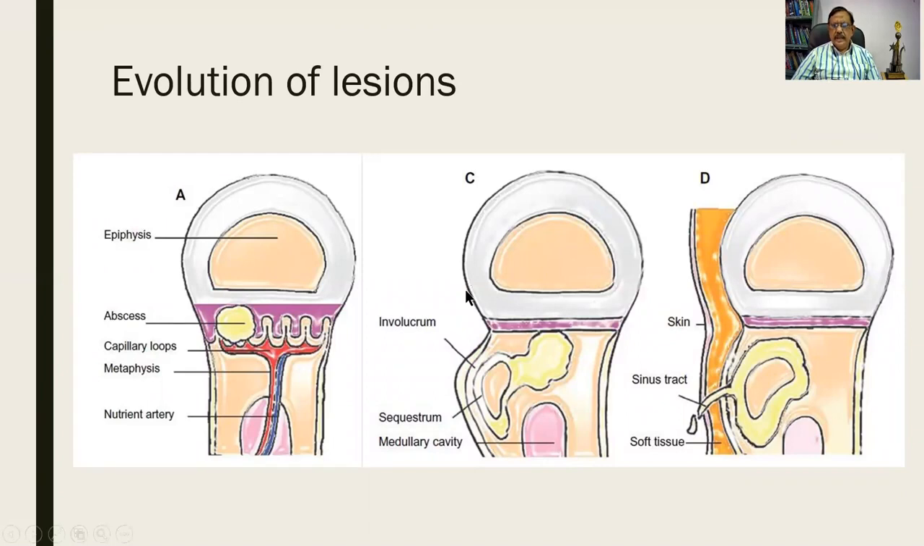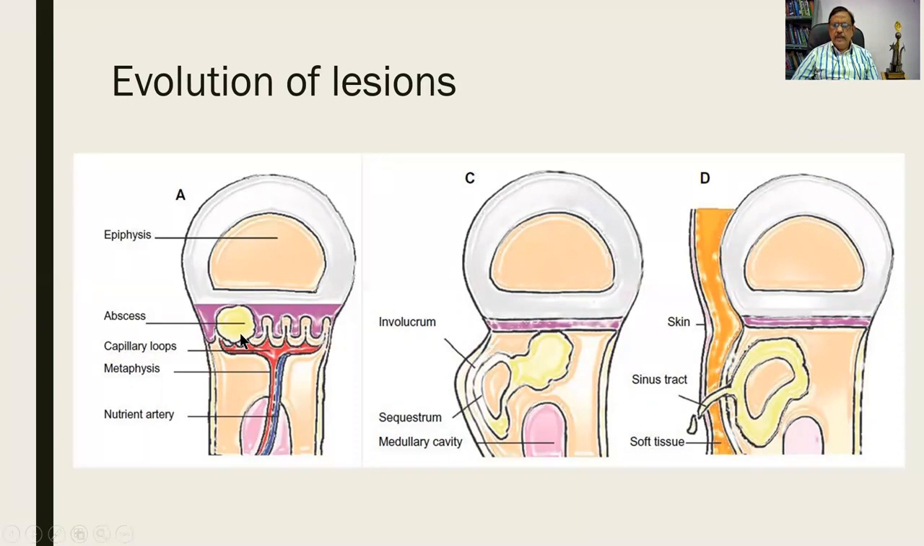Now, what exactly happens? Whatever be the source of it, here there is a nutrient artery, there is a vein, and there is a joint surface, and this is the epiphysis of the bone. This is probably the metaphysis. Because of the infection, you find, as I had mentioned earlier, a nest is formed in which an abscess is created.